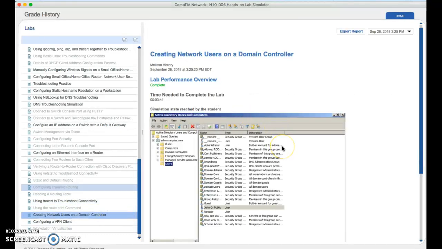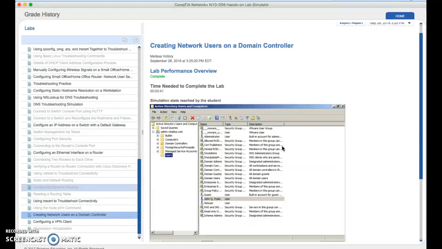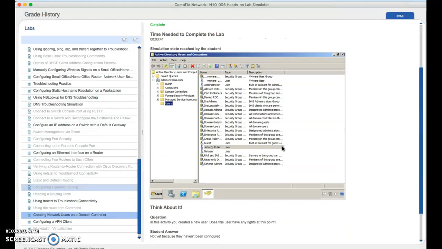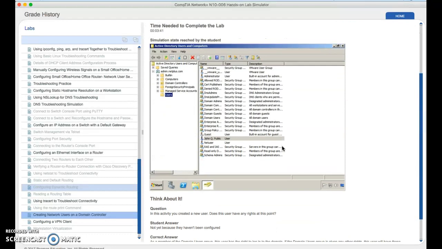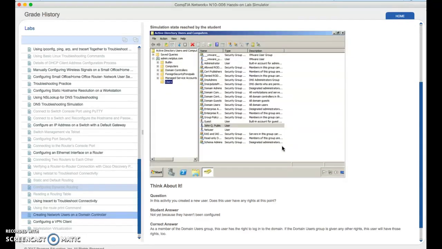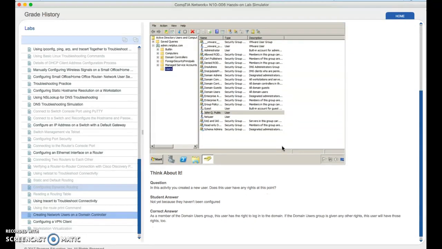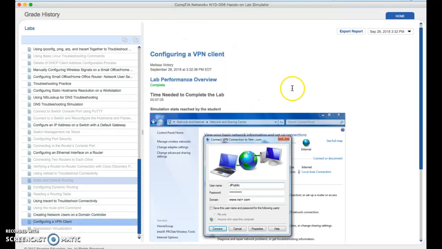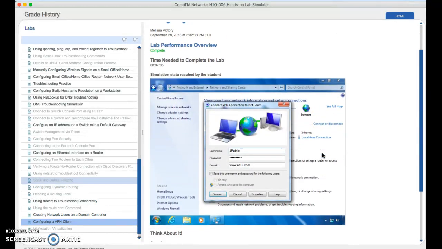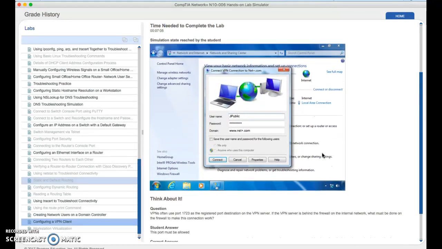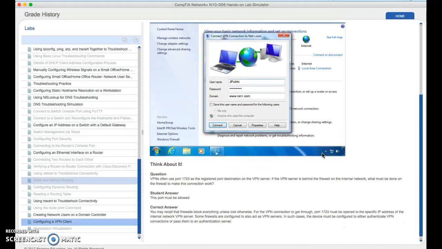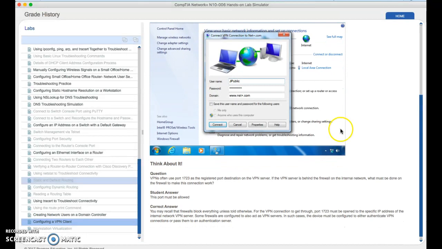Then I did creating network users on a domain controller. Again, because this was in the Windows environment, this was easier for me to figure out and to answer the questions. It was much more familiar to me. The last one I did was configuring a VPN client. This one, I have a VPN that I connect to at my office. So again, this was familiar, and so I didn't have any issues doing that one at all.